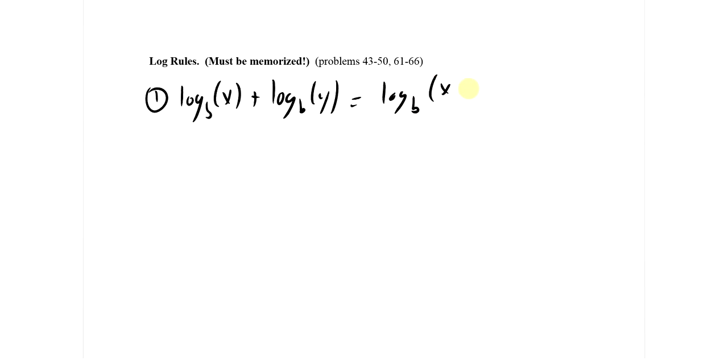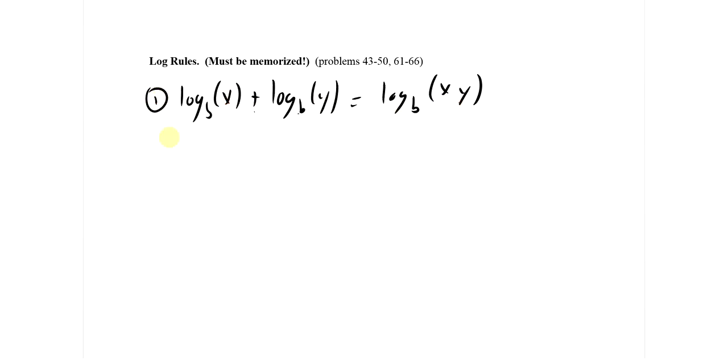Problems 43 through 50 and 61 through 66 deal with the log rules. These have to be memorized. You will not be given this on a test or on a quiz. So what are they? There's three of them. Log base b of x plus log base b of y is log base b of x times y. If you have two logarithms added together, you can combine them into one logarithm by multiplying the things inside.